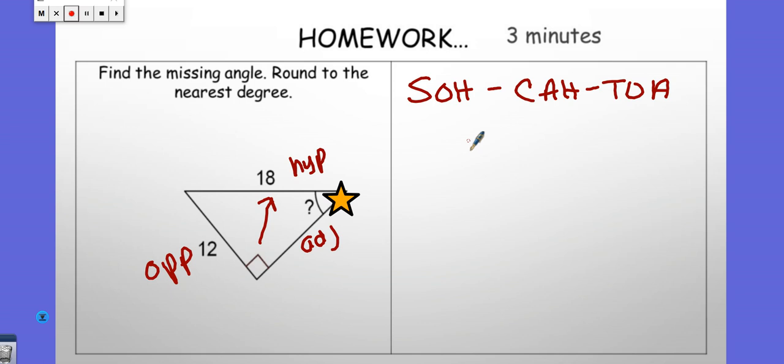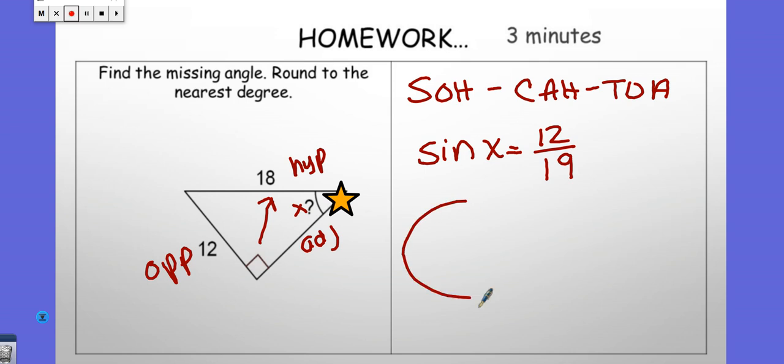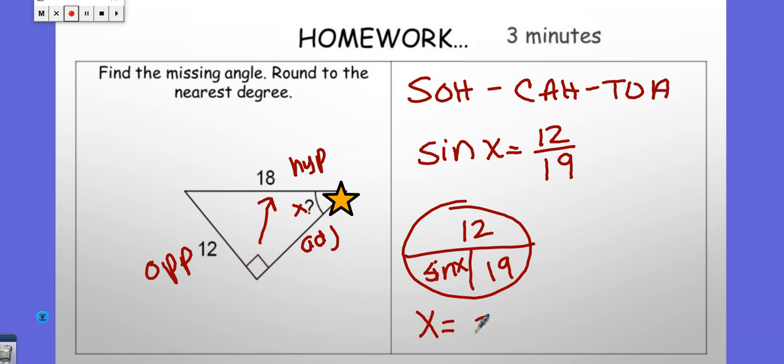And then we're going to look at what we have so we can get that angle. We have the opposite and the hypotenuse, so that fits sine. So I'm going to say sine x, because I'm trying to find this angle, equals opposite over hypotenuse. So now I'm going to draw my circle, and I'm going to say sine x equals the opposite goes here and the hypotenuse here. So in order to find this x, I'm going to say x equals sine inverse of 12 over 19.